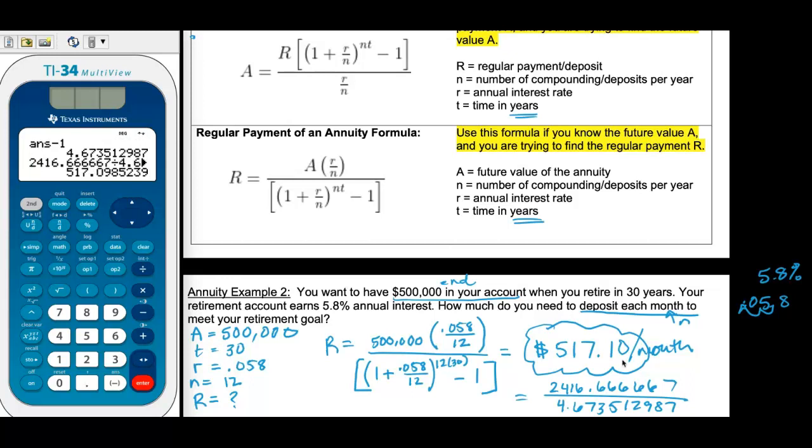So don't worry if you don't have this kind of calculator, you can still do this with any type of calculator.